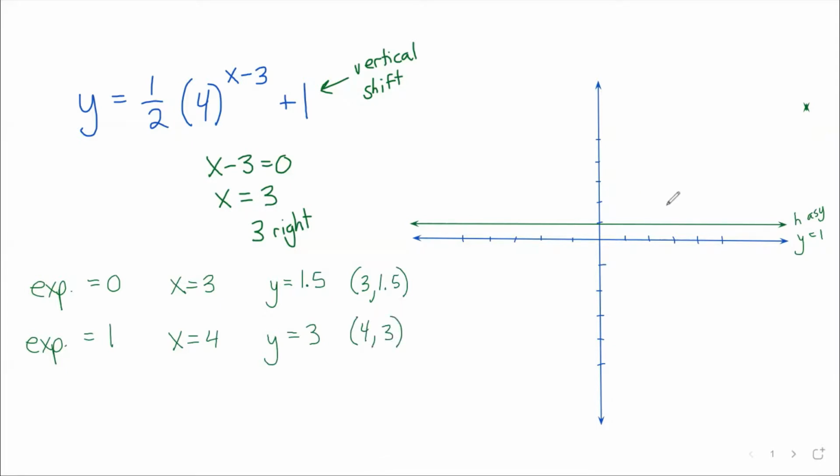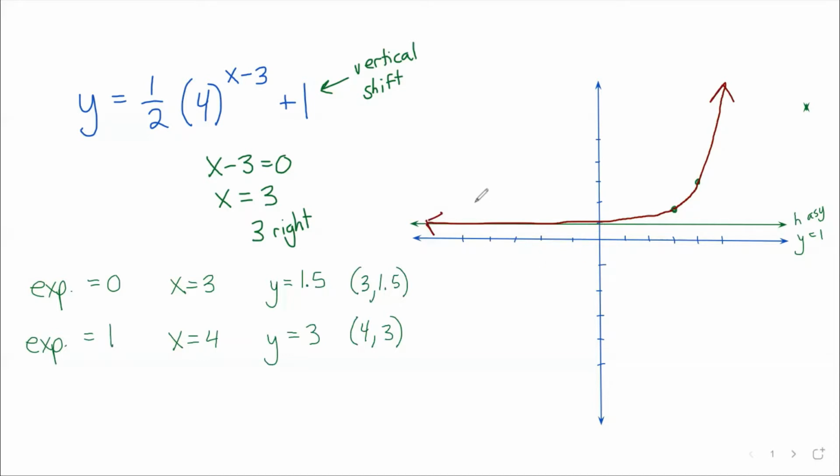So let's put those on here. 3, 1.5, and 4, 3. Okay. And if we know the general shape of an exponential graph, then these 2 points will be sufficient to graph. So let's see if I can do this here. So we know we're going to start along the asymptote. Okay, we're coming up. And then as we reach these points, it's going to start curving upwards.